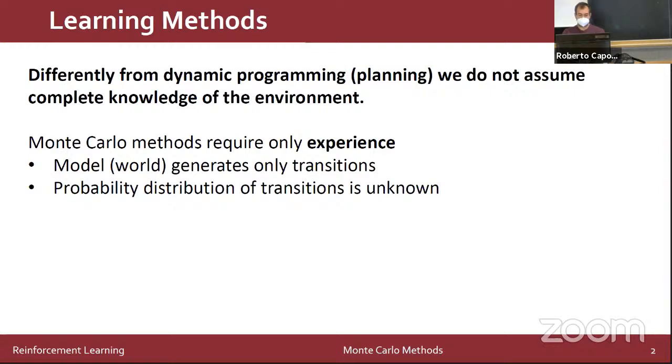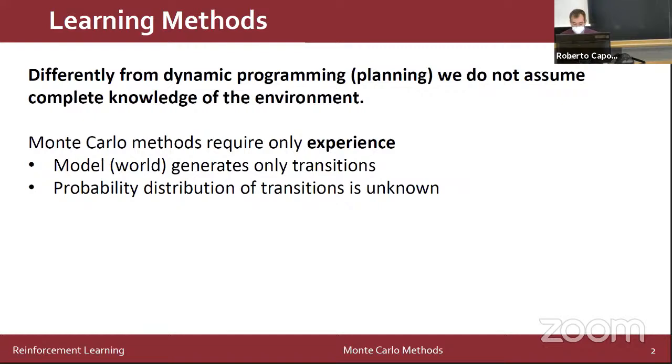Okay, so let's look at our material in more detail. We have said already last time that, differently from dynamic programming, which is the planning situation that we have in value iteration and policy iteration, we assume that we do not know the transition function. So we don't have complete knowledge of the environment, which means we also don't know the reward function. This is all external to the algorithm, and it's just received as an input by the algorithm.